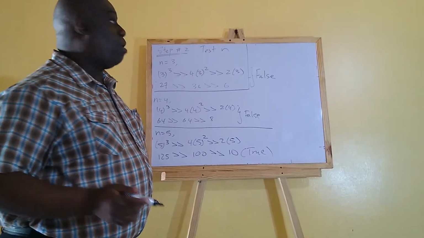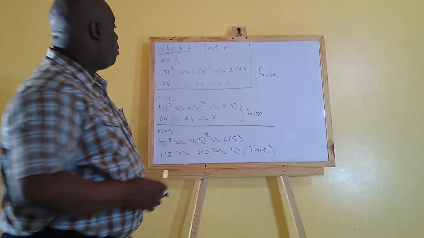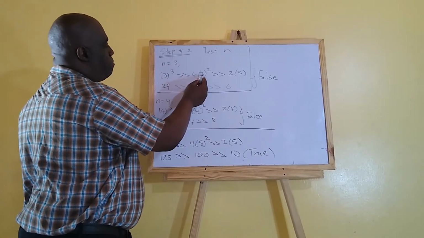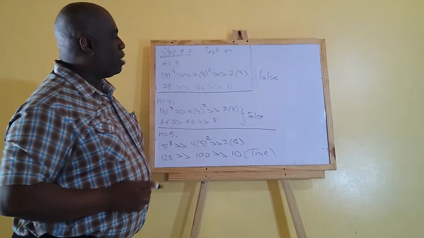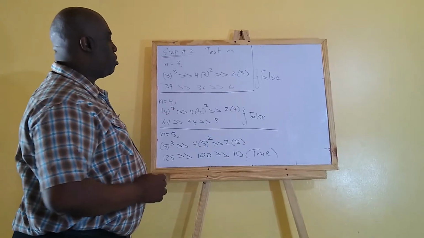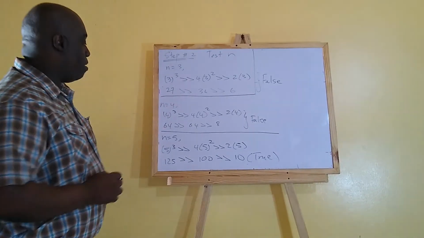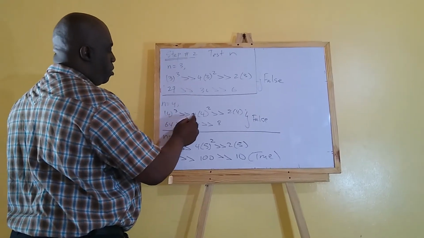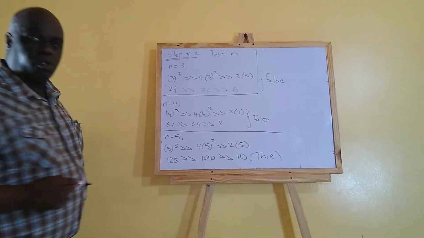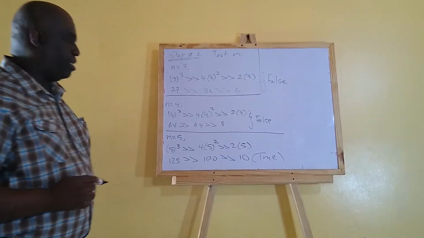Now, because neither n equal 1 nor n equal 2 works, let's test for n equal 3 as a continuation of step 2. So when n equal 3, this becomes what? When we substitute, 3 cubed is much greater than 4 times 3 squared is much greater than 2 times 3. That works out to be 27 is much greater than 36 is much greater than 6. No, still false. Alright, we test again for when n equal 4. That gives us 4 cubed is much greater than 4 times 4 squared, which is much greater than 2 times 4. That works out to be 64 is much greater than 64 is much greater than 8. Still false. 64 is not greater than 64.